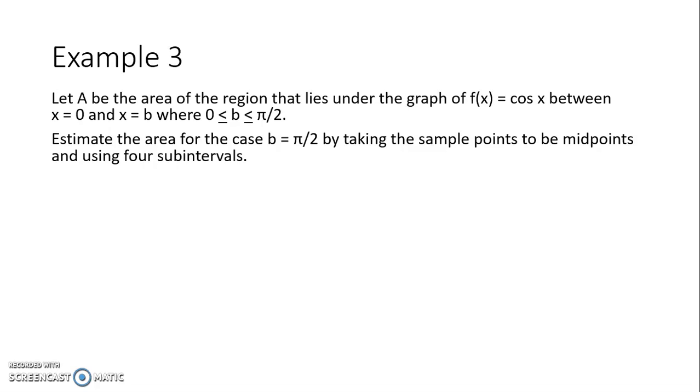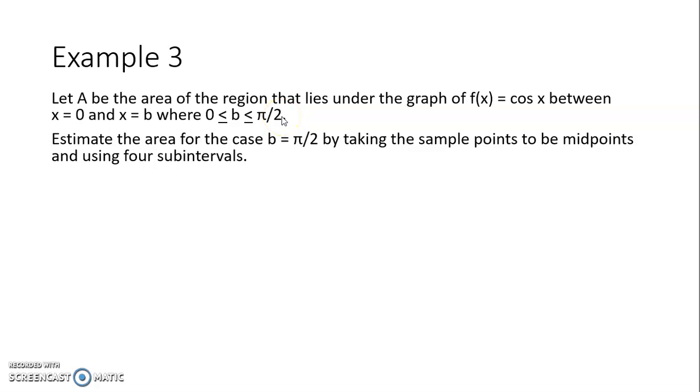They want us to estimate the area for the case b equals pi over 2 by taking sample points to be midpoints and using 4 subintervals. So what they're setting up is the function f of x equals cosine x, and our a value is going to be 0, and our b value is going to be pi over 2. This is the furthest to the left the graph is going that we want the area. This is the furthest to the right that we want the area to go.